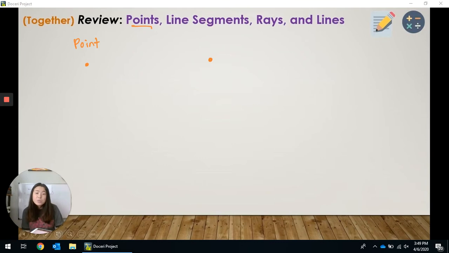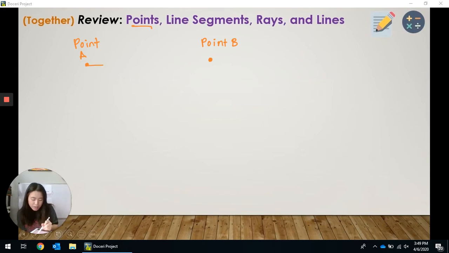So now that I have 2 points, it's a good idea that we label our points. And we did that in class by labeling it with a letter. So I'm going to label it with the letter A, okay? And so now my other point, I'm going to label point B. So points are dots.